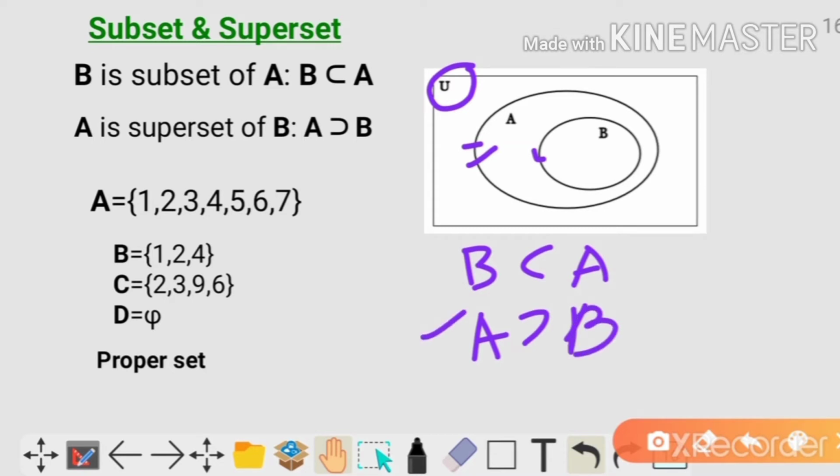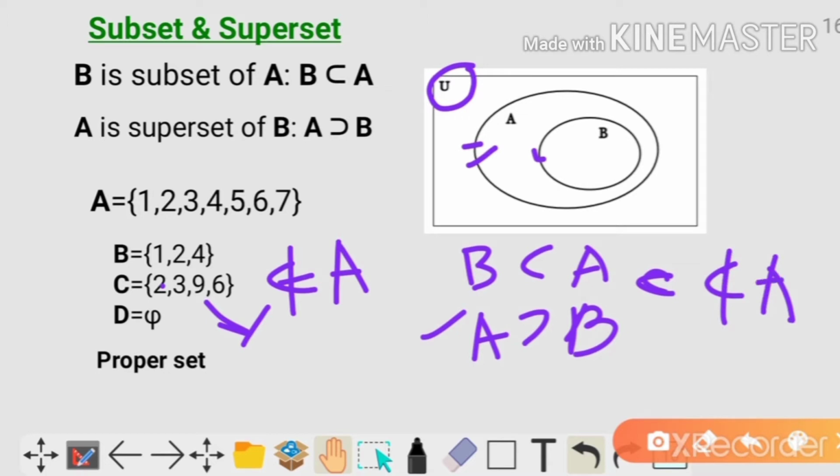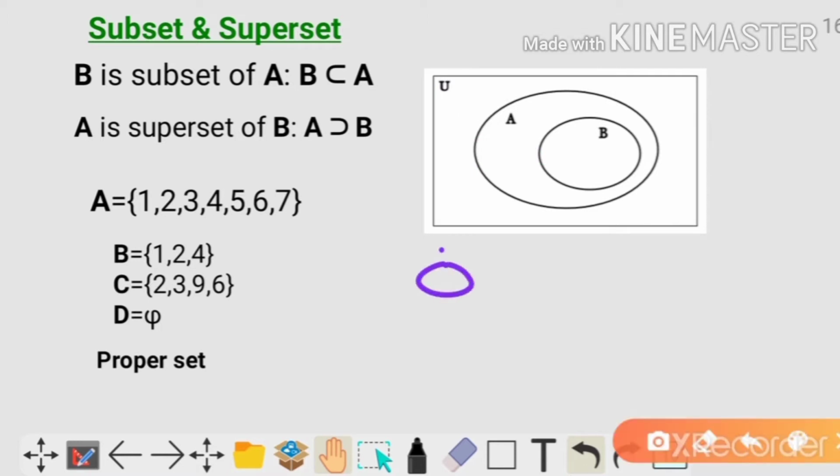Now similarly, if you look at C, then C contains 2, 3, 9, 6. Here 2, 3 and 6 belong to A, but 9 does not belong to A. It does not belong to A. So C is not a subset of A. Okay, now look at D. D is equal to phi, that means the null set. So null set is a subset of every set. So we can write that D subset of, not D, we will directly write phi subset of A because null set is a subset of every set.